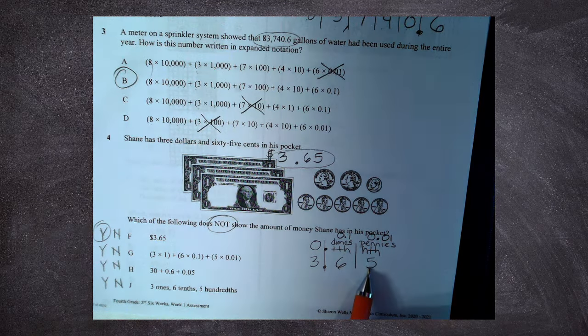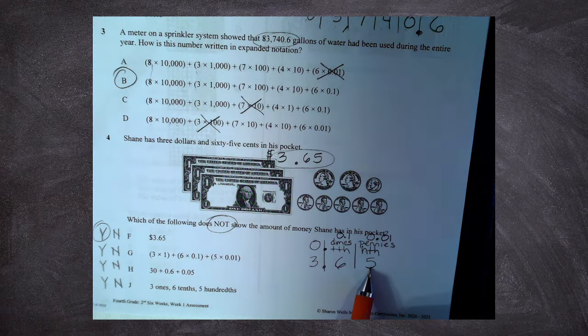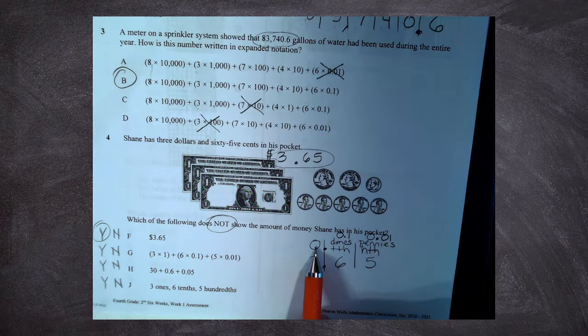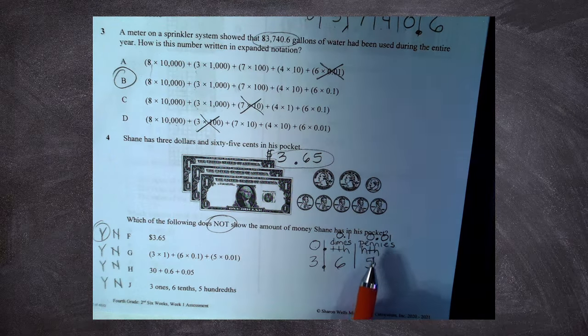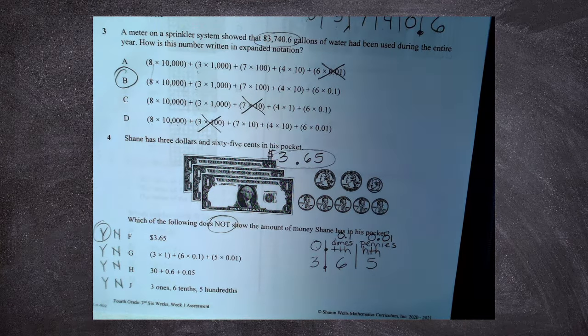What do I have to multiply with the 5 to show that it's in the hundredths place? It's not 5 times 1 because it's not in the ones place. It's not 5 times 0.1 because it's not in the tenths place. What would it be? 5 times what? Brianna, what would I need? 5 times what?